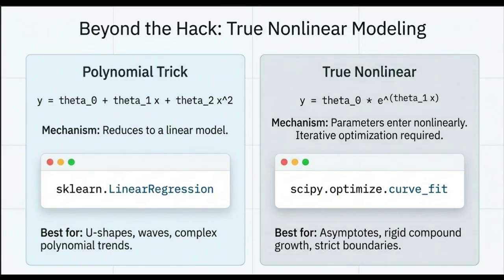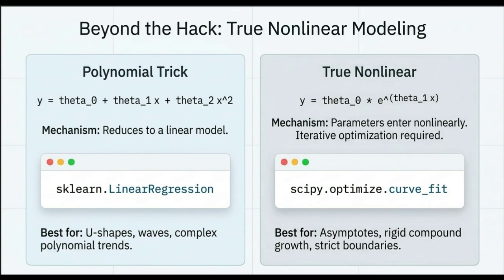Okay, so if standard linear regression is completely off the table, what do we do instead? You must use iterative optimization techniques. We are going to use a tool from SciPy called scipy.optimize.curve_fit. It basically uses calculus to incrementally adjust the parameters over and over until the curve fits the data.